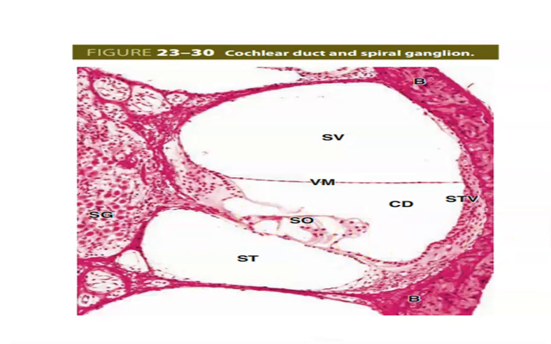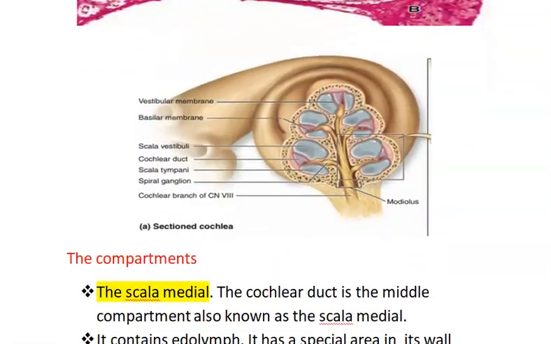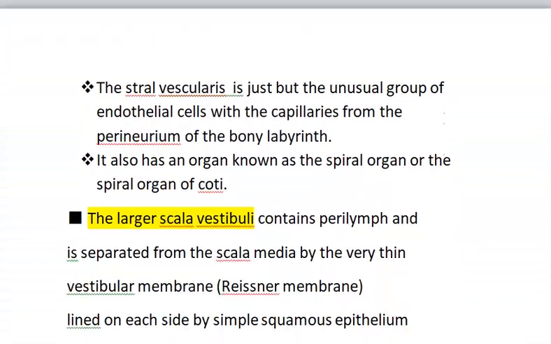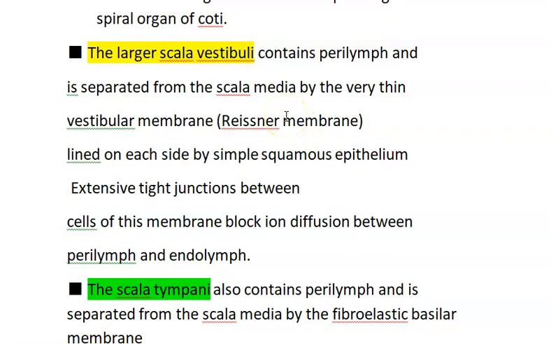So let us hear about this larger scala, known as the scala vestibuli. Now, beloved colleagues in the medical field, the scala vestibuli contains perilymph, and it is separated from the scala media by the very thin vestibular membrane. A membrane that separates our scala vestibuli from the scala media is known as what? The vestibular membrane, also known as the Reissner membrane.